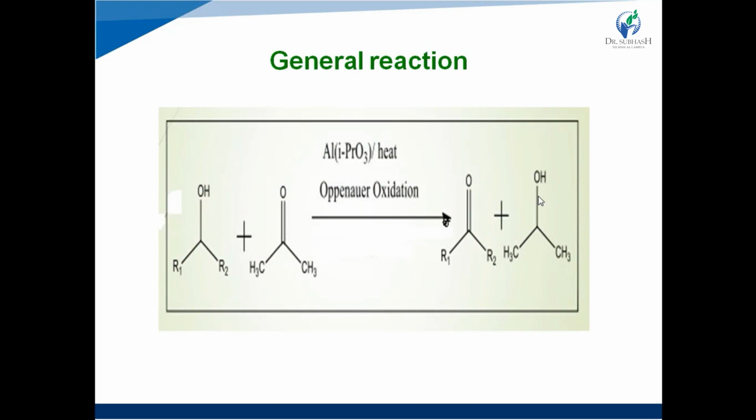Now, the general reaction. Say in the reaction R1CHOHR2, that is an example of a secondary alcohol. Right? This secondary alcohol reacts with excess acetone, that is CH3COCH3, in the presence of aluminium isopropoxide and heat. Right? It will form R1COR2, that is the corresponding ketone, and 2-propanol.